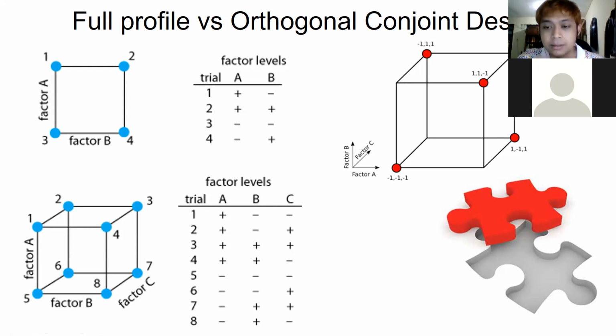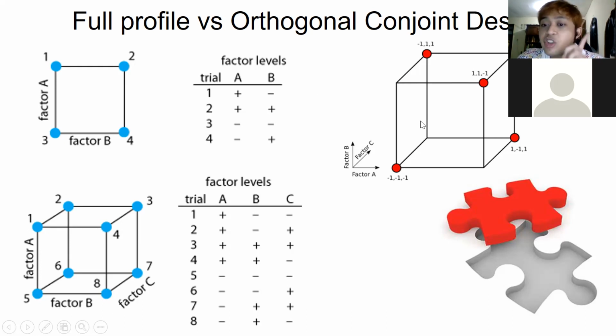But there is a technique called orthogonal design. What is orthogonal design? For example, this is the 8, right? This is the 2 by 2 by 2, so it's going to be 8. It's going to be like this. This is the full presentation.